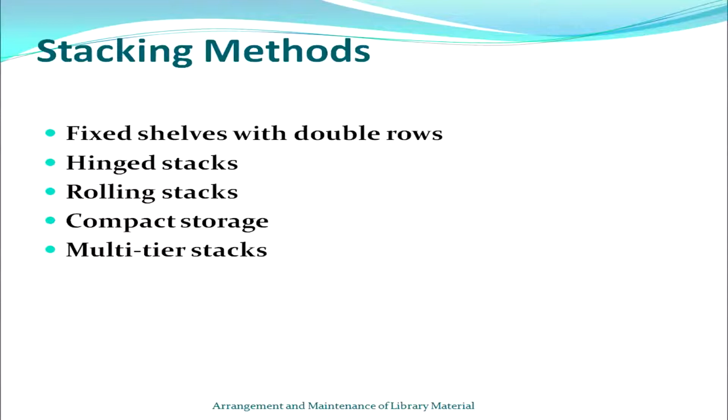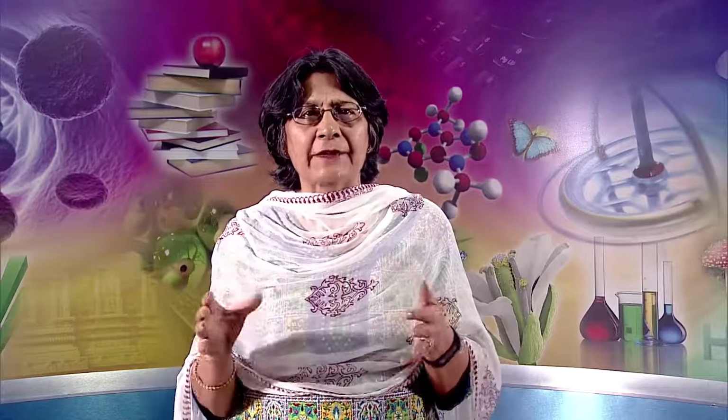And the several options that we have available in the libraries are, firstly, fixed shelves with double rows. Then there are hinged stacks. Hinged stacks can be moved sideways. Then there are rolling stacks. Rolling stacks can be moved from one place to another. Then there is the compact storage. Compact storage usually is for documents which are not very much in use. And lastly, we have another variety, that is multi-tier stacks. Multi-tier stacks means that it is going very high up towards the roof, where a lot of material can be placed.